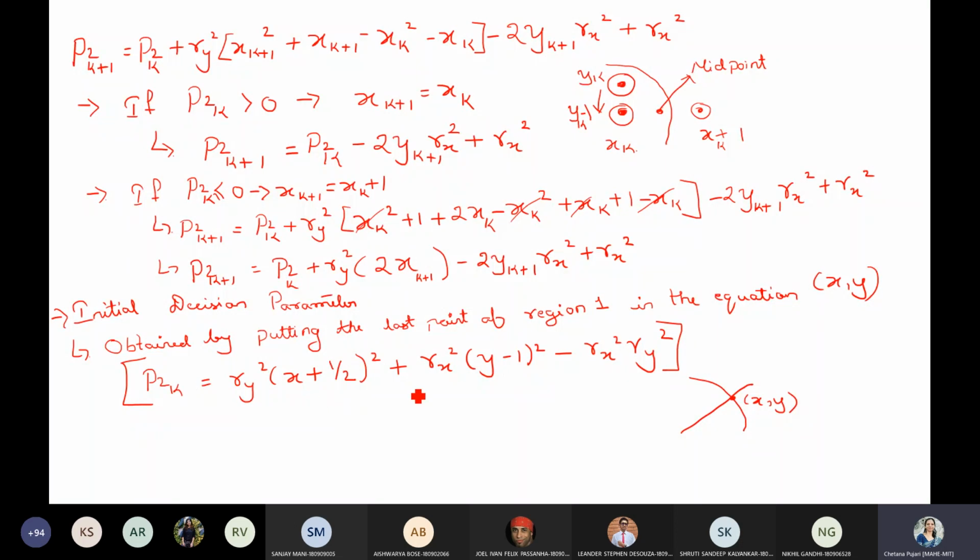So here instead of writing xk or yk, what are we going to write? You are going to substitute the value of x and y which you got when dx is equal to dy. We are going to substitute for now because we are not actually solving any numerical, it is just a derivation, hence I just consider x and y. So this will be ry square, you can just multiply it with x plus 1 by 2, and here plus rx square into y minus 1 whole square minus rx square into ry square.